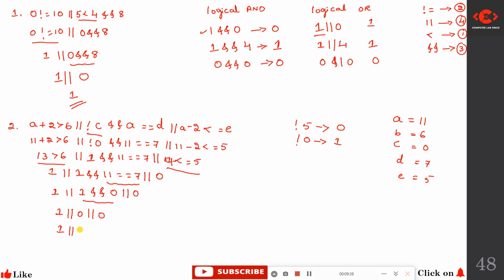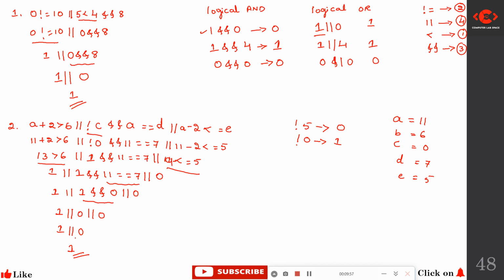So 1 or 0, what is the value you are going to get? It is 1. Then 0 or 0, it is 0, so again it is 1 or 0, and this results in 1. So this is how we need to solve the expression. Is it clear?